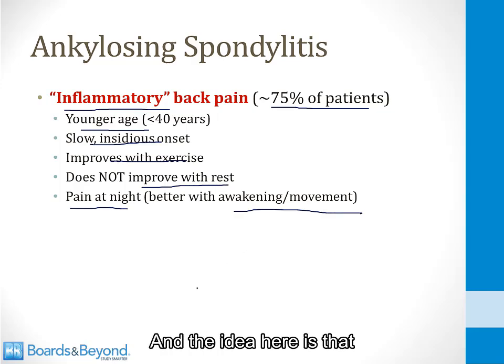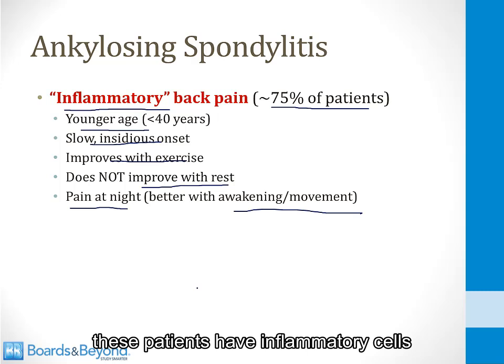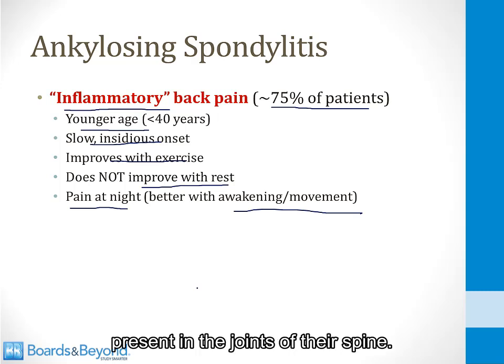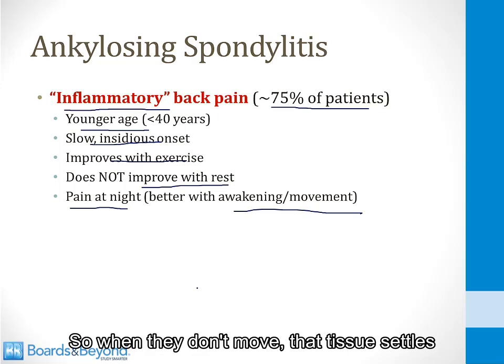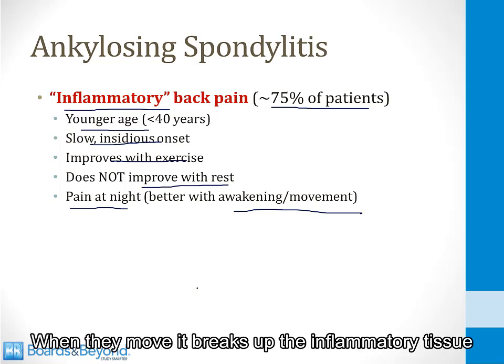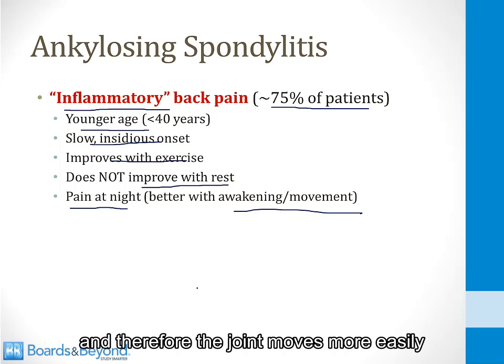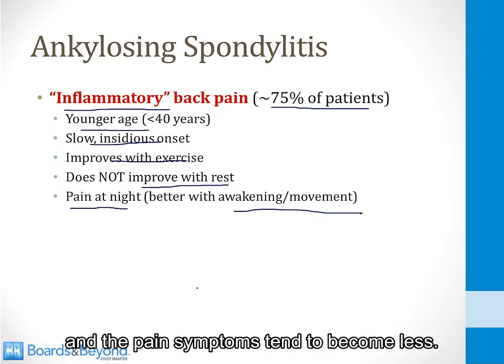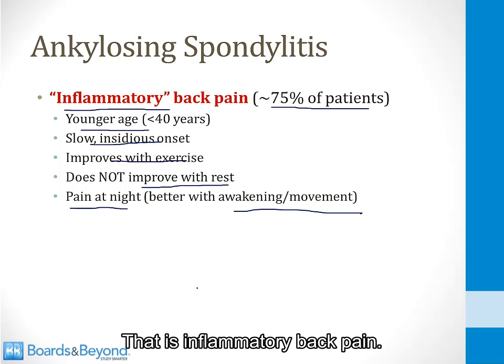And the idea here is that these patients have inflammatory cells and inflammatory tissue present in the joints of their spine. So when they don't move, that tissue settles and stiffens the spine and causes pain. When they move, it breaks up the inflammatory tissue, and therefore the joint moves more easily and the pain symptoms tend to become less. That is inflammatory back pain.